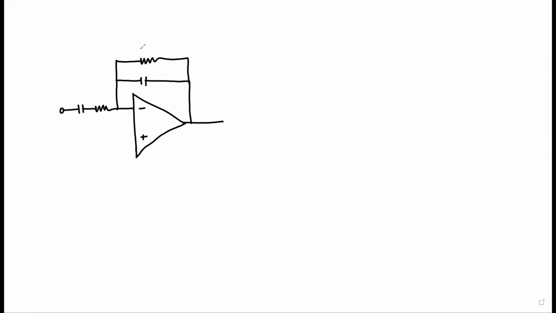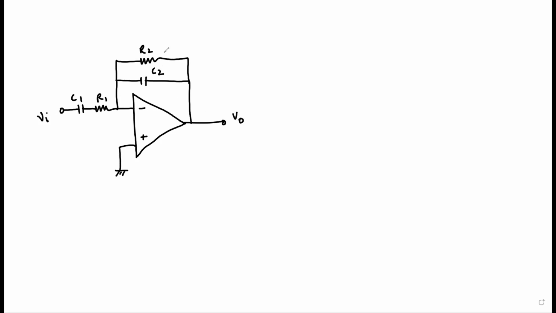Hi, so we continue with the operational amplifiers and the filters in particular. Let's try to obtain the response of this circuit as shown here. So as before, input signal is Vi, output signal is Vo.